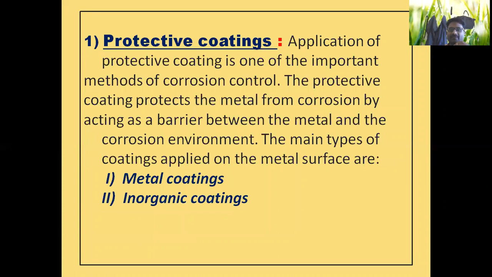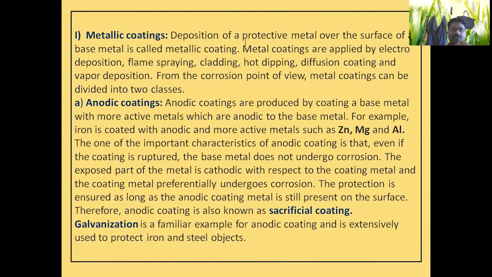The main types of protective coatings applied on metal surfaces are: number one, metal coatings, and second, inorganic coatings. So let us take metal coatings, or metallic coatings. What are metallic coatings actually? Deposition of a protective metal over the surface of a base metal. Here, the base metal is the metal which you want to protect. So that is why deposition of a protective metal over the surface of a base metal is called metallic coating.